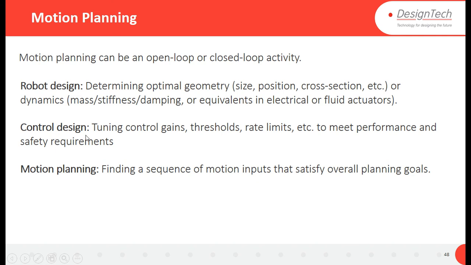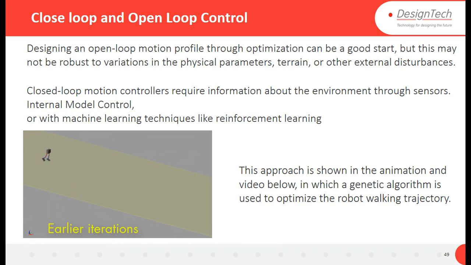Then once we have designed the control system, we do motion planning, finding a sequence of motion inputs that satisfy overall planning goals. That's the last step, motion planning. For motion planning, we need to train our robot on how it will move and how it will behave. There are two ways we can train that: closed loop and open loop. Closed loop we saw in the control system. Let's say if we have to design this here, in this case this is the open loop, and a genetic algorithm from global optimization is used to train this robot. So, two choices again: are you going to use closed loop or open loop?